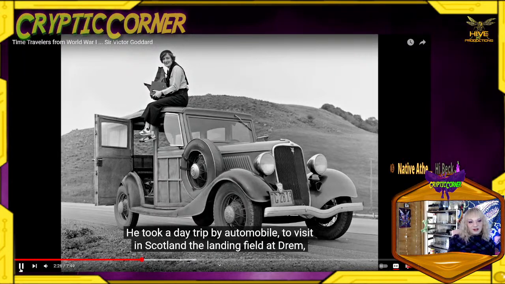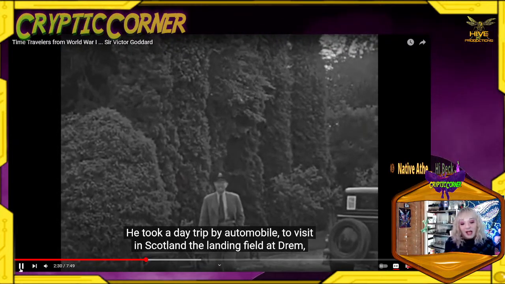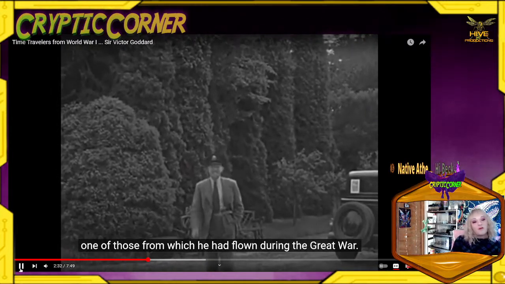He took a day trip by automobile to visit, in Scotland, the landing field at Drem, one of those from which he had flown during the Great War.